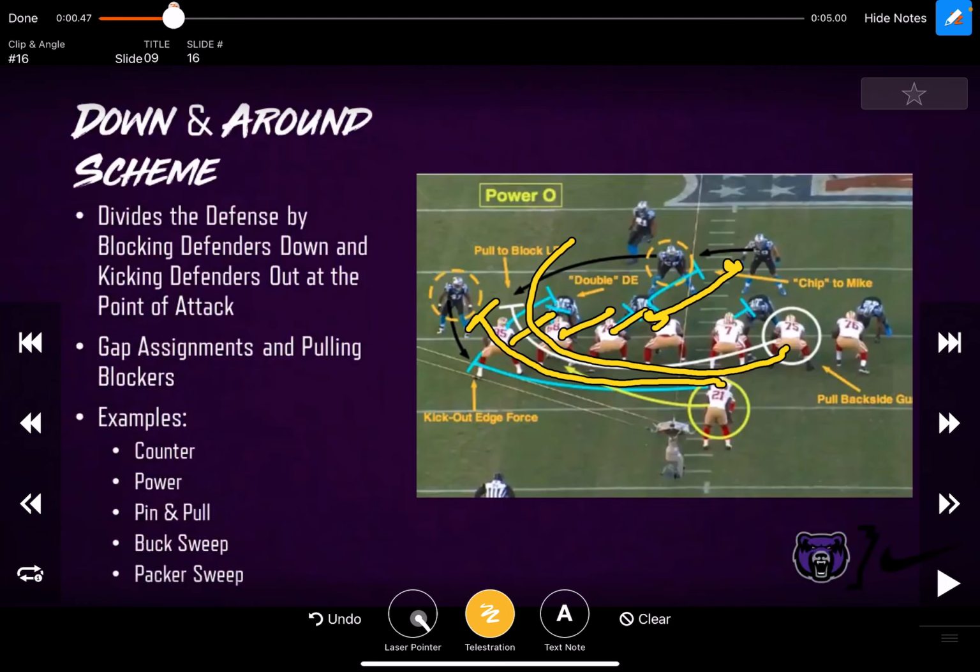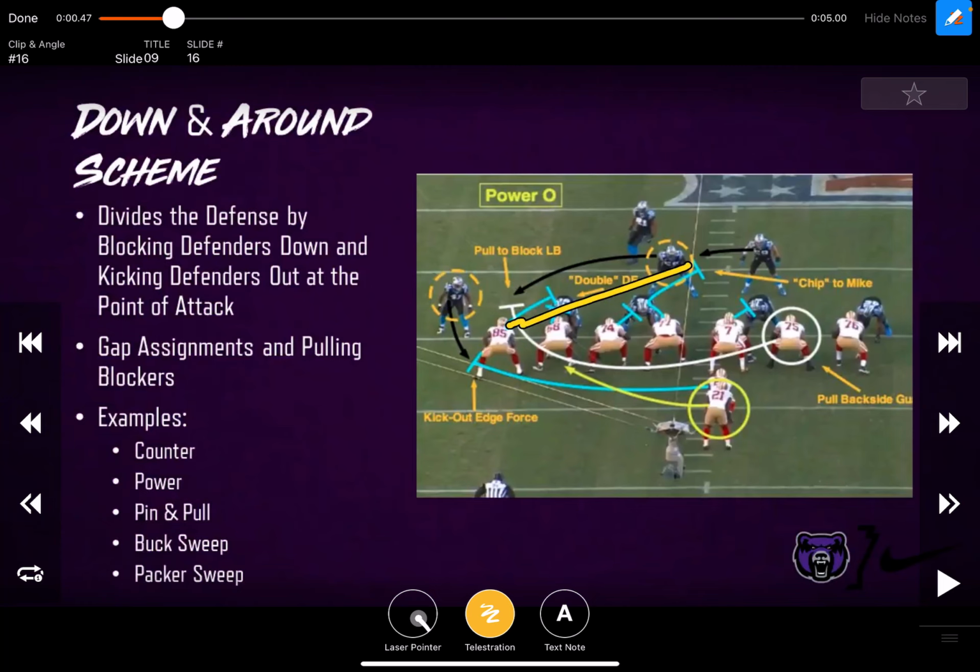We're pulling them around as we block these players down. We're pulling them around to kick out defenders here and here. All right, this is an example of a power play, which we'll get into in a minute, but that's the goal of a down and around play. We're trying to divide the defense.